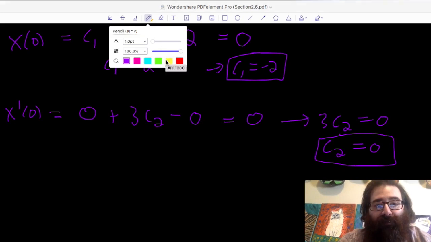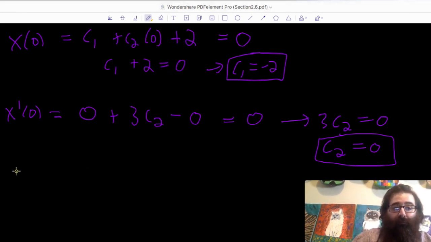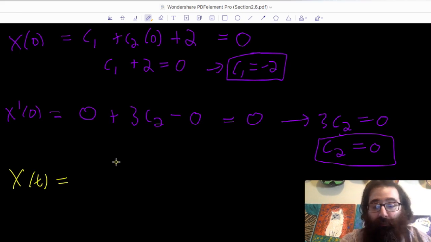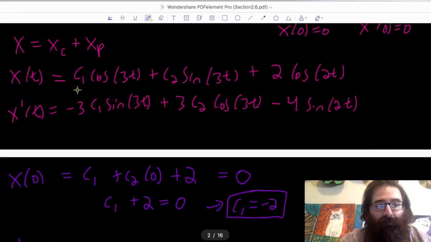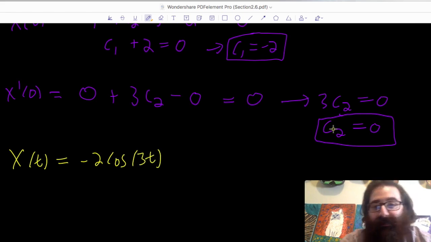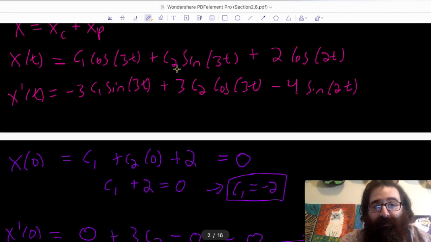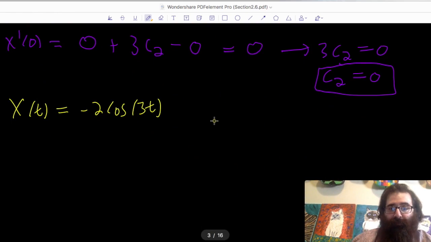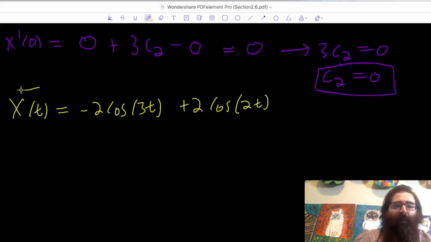So now that I know the values for c sub 1 and c sub 2, I can include those back in my overall solution to write out how that solution looks as a particular solution, including both parts, homogeneous and non-homogeneous. So this is what x at t was looking like before, just returning back up here. We know c sub 1 is negative 2, so that's a negative 2 cosine 3t. Since c sub 2 is 0, this second term is actually gone now. 0 times sine of 3t is just 0, so see you later. And then I'm left with this other term, 2 cosine 2t. So plus 2 cosine 2t. And this would be my final solution.